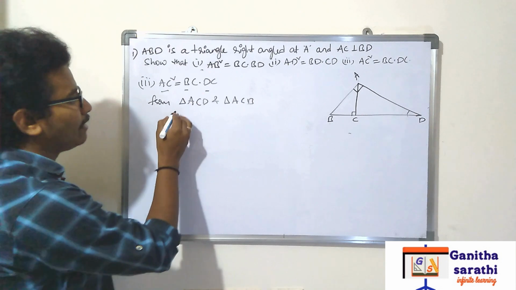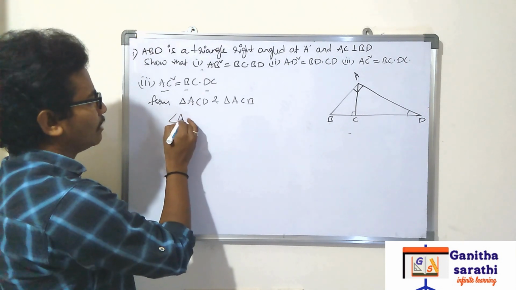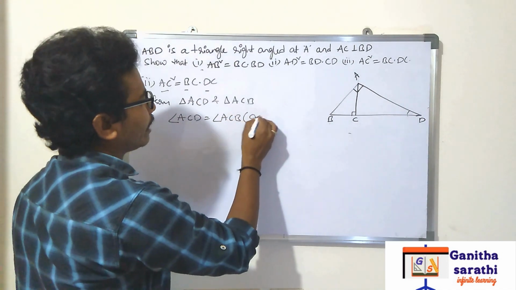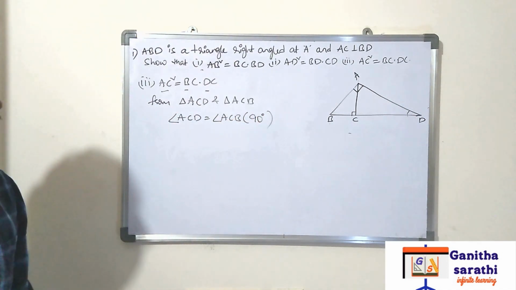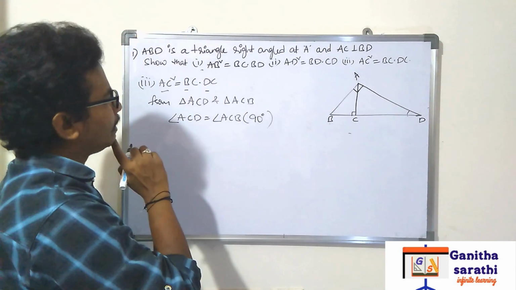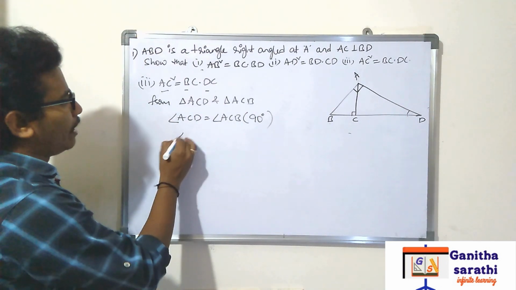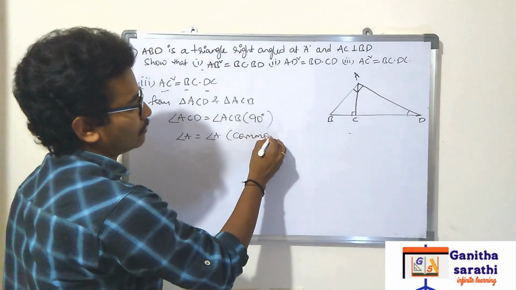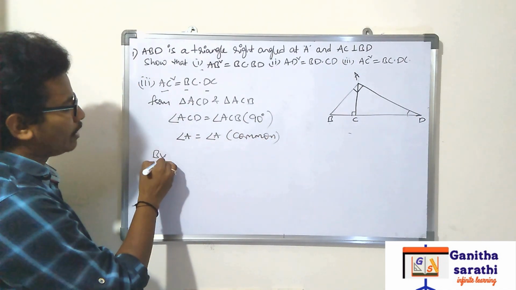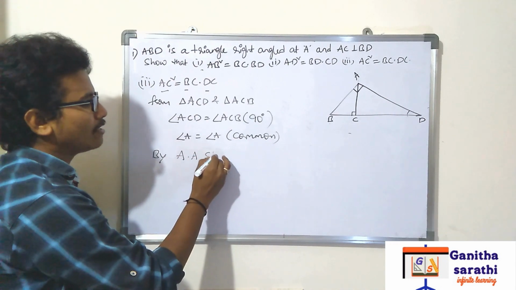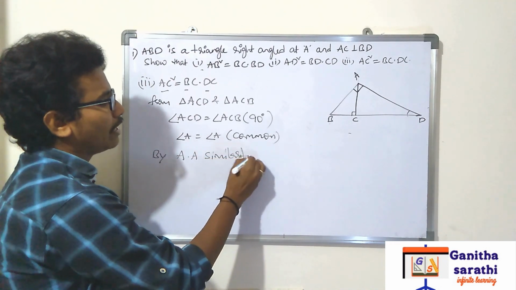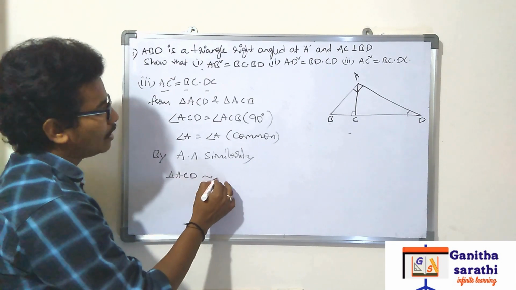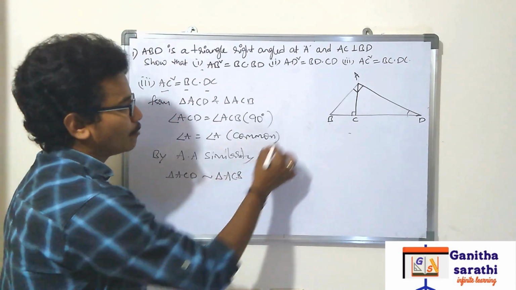So the same process. First take the right angles. What are the right angles? Angle ACD is equal to angle ACB, that is common angle and also right angle. Next, what can you take for another angle? Angle A is the common angle. Angle A is equal to angle A. Okay, by which similarity? By angle similarity. Again, the two triangles are similar. Triangle ACD is similar to triangle ACB.